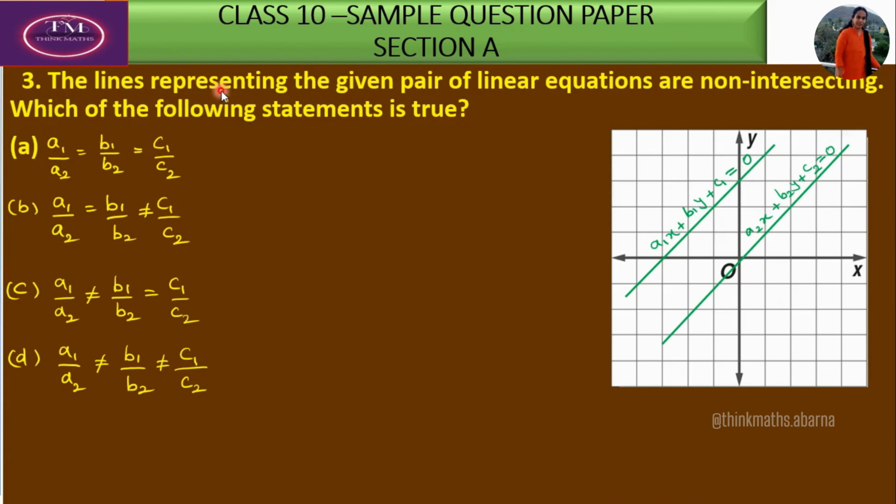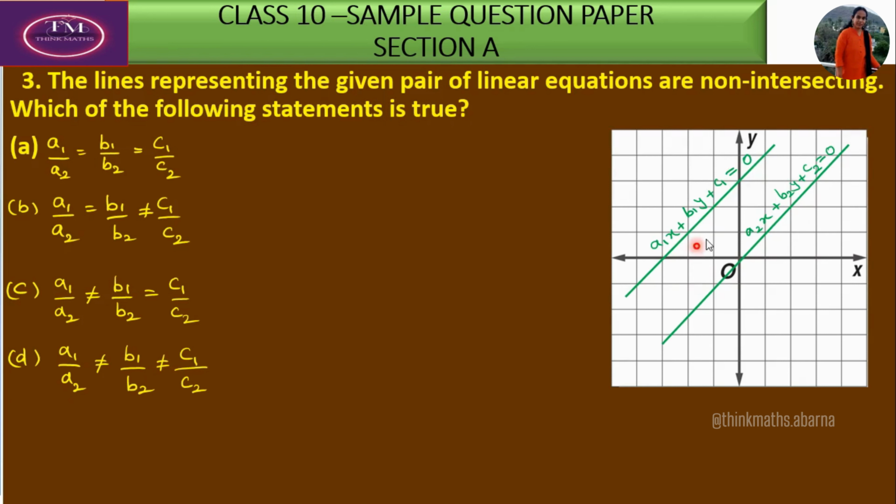The lines representing the given pair of linear equations are non-intersecting. Which of the following statements is true? A, a1 by a2 is equal to b1 by b2 is equal to c1 by c2. B, a1 by a2 equal to b1 by b2 not equal to c1 by c2. C, a1 by a2 not equal to b1 by b2 equal to c1 by c2. D, a1 by a2 not equal to b1 by b2 not equal to c1 by c2.